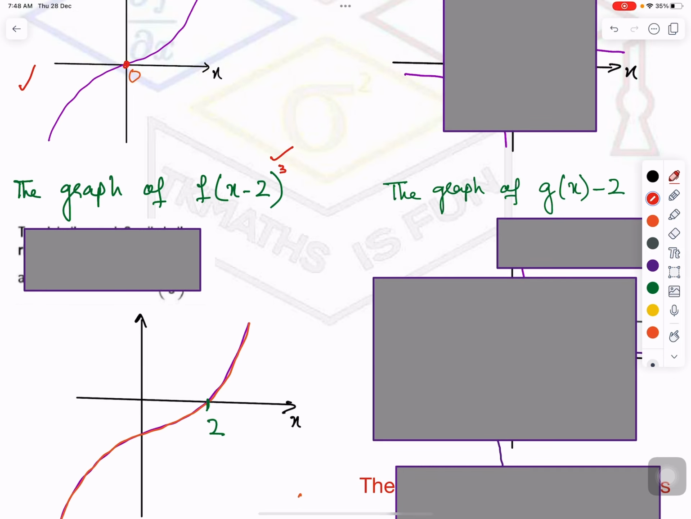Earlier it was cutting here in the first sketch, passing through the origin. So now it is moving 2 units to the right. So this is the point you will show in your sketch, and that's all. That will show your clear understanding.